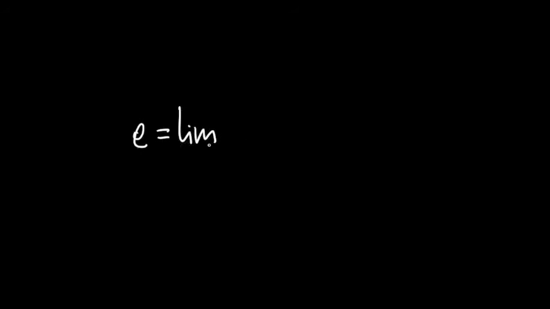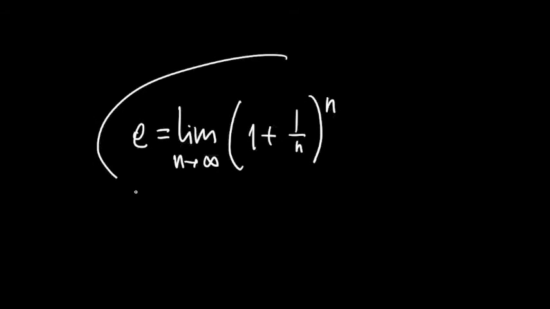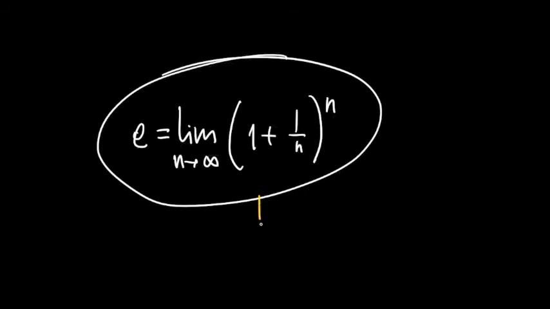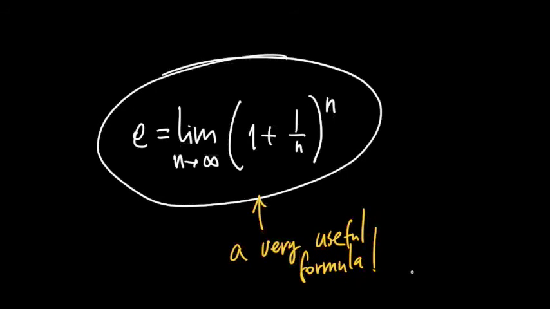Limits of sequences also allow us to conveniently express irrational numbers. For example, the irrational number e turns out to be the following limit. Namely, e is the limit of the sequence whose terms are 1 plus 1 over n to the power n.